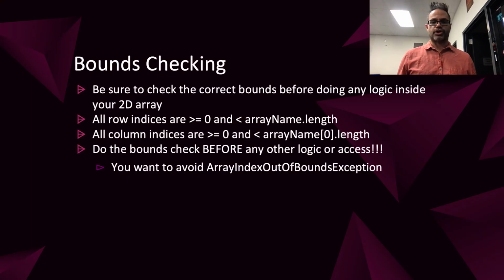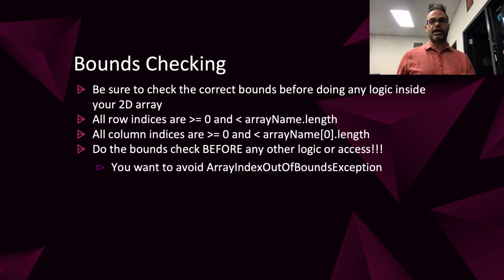We want to make sure that when we're working with a 2D array, the most important thing, the area where we have the most amount of errors, is in bounds checking. Bounds checking is when I make sure that whenever I talk to a 2D array, I'm always talking to spots that are valid in that 2D array. So you always want to do your bounds checking first. And so the bounds that you have: every row index is guaranteed to be greater than or equal to 0 and less than arrayName.length. Every column index is guaranteed to be greater than or equal to 0 as well, but it's going to be less than arrayName[0].length if we're talking a standard 2D array.